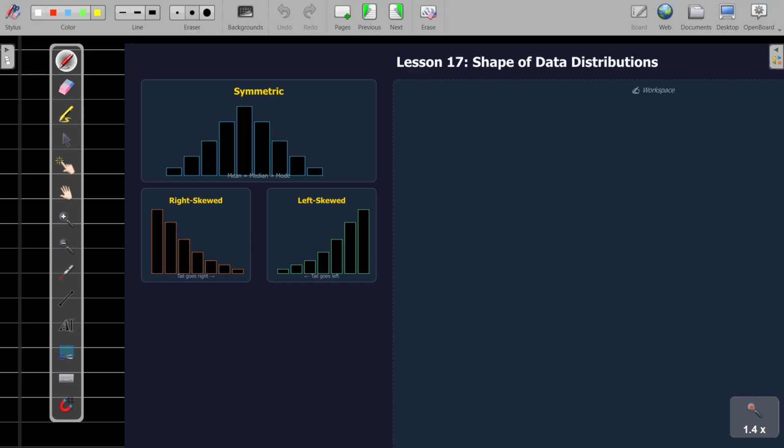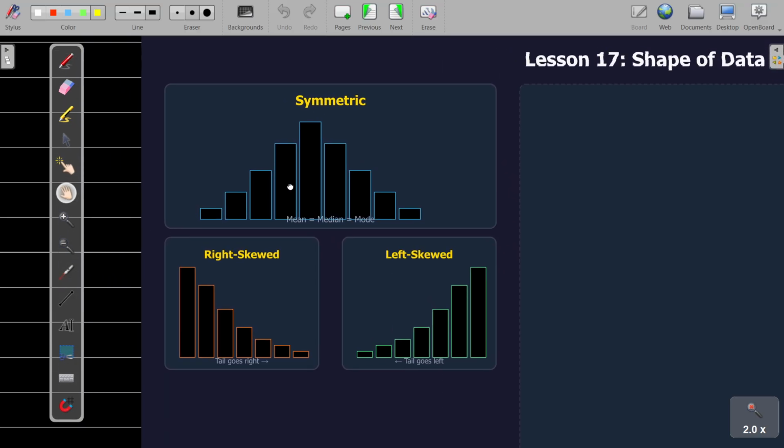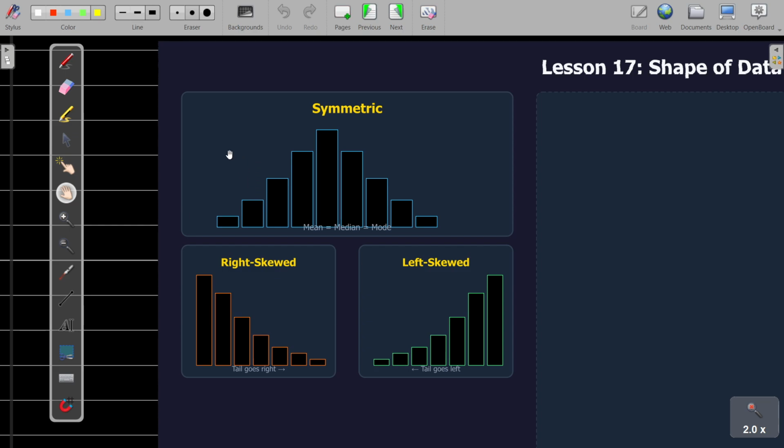So first, the perfect shape. As you can see, I'm going to zoom in right here. This is called the symmetrical shape, where if most people score right in the middle and there's an equal number in low and very high scores, the graph looks like a bell. This is called symmetrical, and this is going to be called the bell curve. And this is a symmetrical distribution. If you fold it in half down the middle, both sides will match perfectly as well.